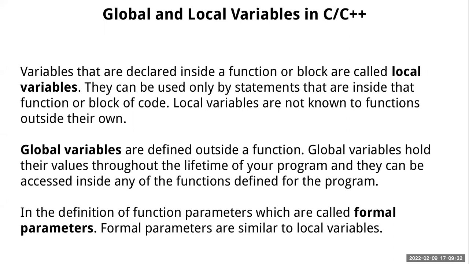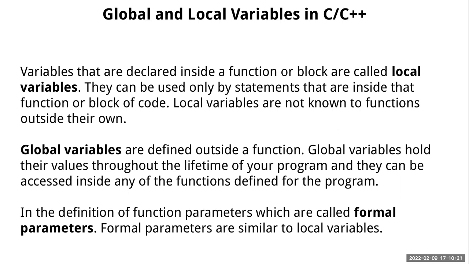So let's start with something simple, the global and local variables. You know the difference between global variables and local variables. As a C developer, local variables are those declared in a function or in a function block. So only code in that function or block can access that local variable. Outside the function, the local variable doesn't exist. Other functions will not be able to access those local variables. Global variables are defined outside any function. So they hold their values throughout the lifetime of the program, and they can be accessed inside any function defined for the program.